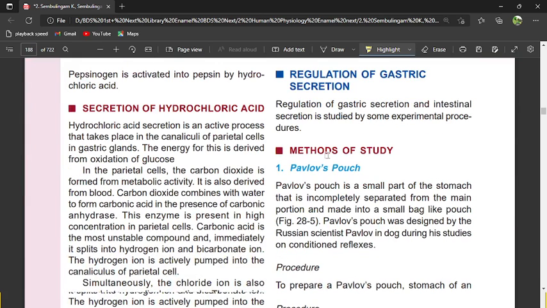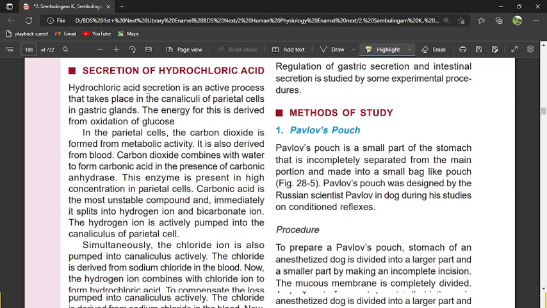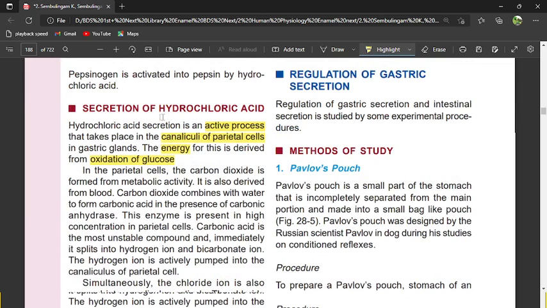Okay students, till here it's very clear to you, right? Let us go to the secretion of hydrochloric acid. What is hydrochloric acid secretion? It is an active process. It takes place in the canaliculi of the parietal cell. Canaliculi means the processes coming off the cell, the outermost processes like dendrites in the gastric glands. The energy comes from the oxidation of glucose. When oxidation of glucose happens, only then does this energy come, and then hydrochloric acid can be released.